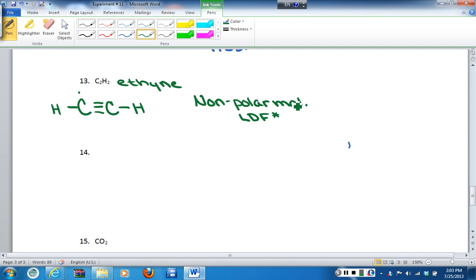Question 14, if I draw this structure, it's given to you in the pre-lab questions.